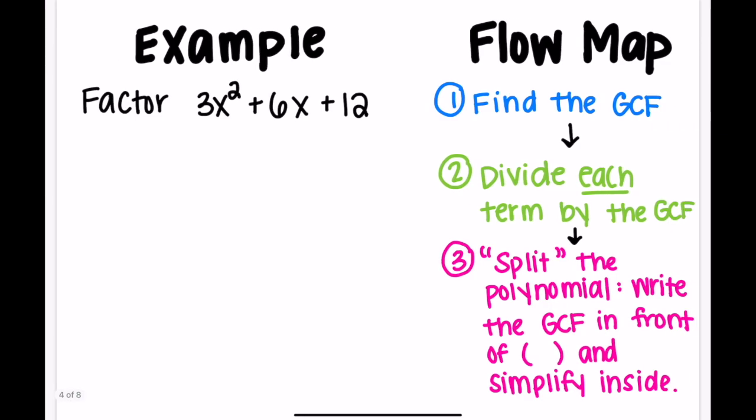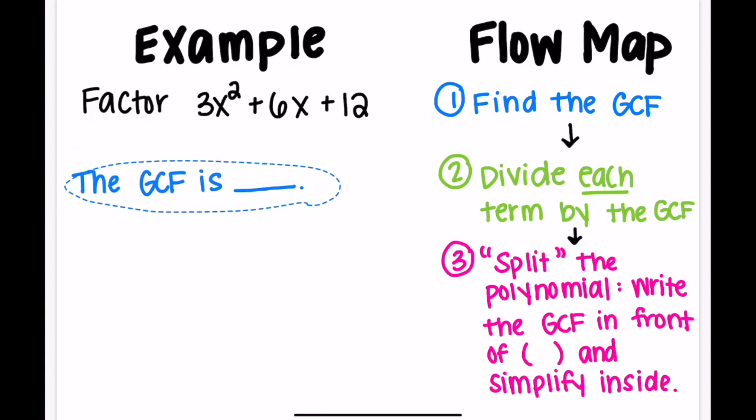Now we're going to do some examples. Now in these examples, I have a flow map for you so that you can follow along in this process. The first step of factoring by GCF is to find what the GCF is to begin with. So step 1 is always to find the GCF. So the GCF of this example is what? Well, what's the biggest number that can divide each of these evenly?